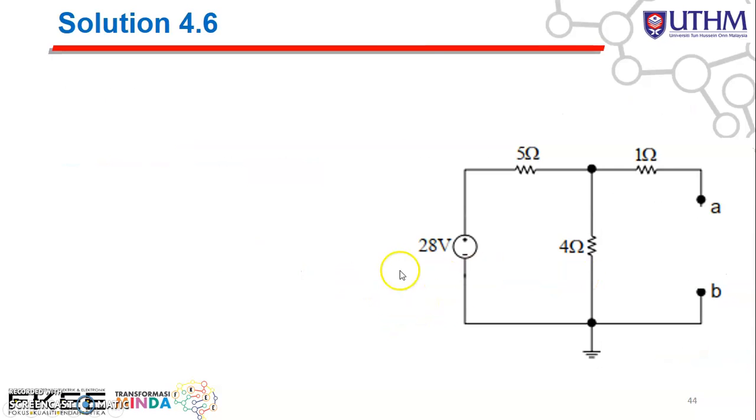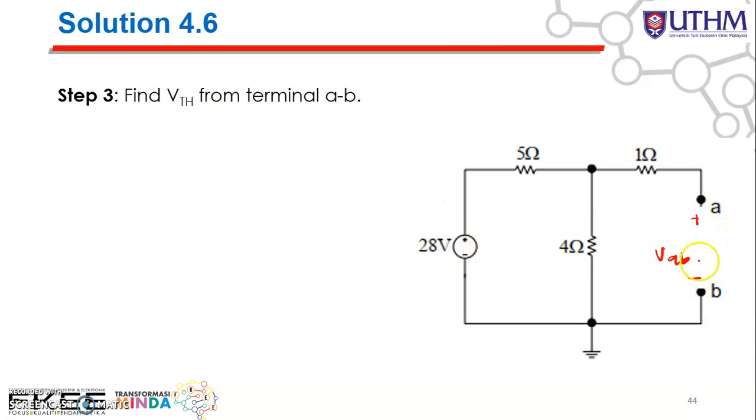And then next, you need to find your V Thevenin. So V Thevenin is considered as your V open circuit at the terminal AB. Okay, you just put back your source. So here your VAB is equal to your V Thevenin. Okay, and then the voltage across here will be equal to the voltage across here.